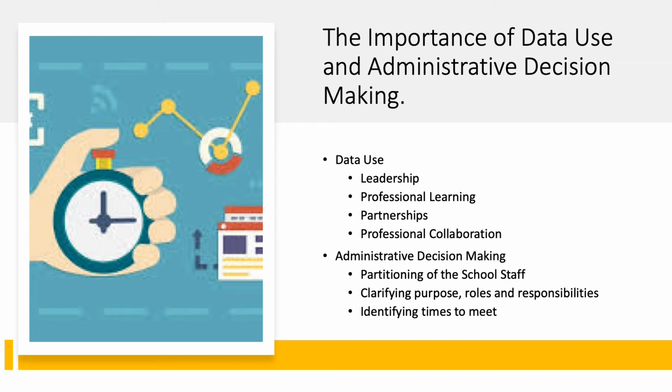Just as with data use, there are essential elements for effective administrative decision-making: partitioning of the school staff, clarifying purposes, roles, and responsibilities, and identifying times to meet. It is vitally important that each member of the organization understands how he or she supports the implementation of the vision. Therefore, administrative decision-making must include information that answers the who, what, when, where, how often, and how to evaluate questions that are inherent in the data used for continuous school improvement.